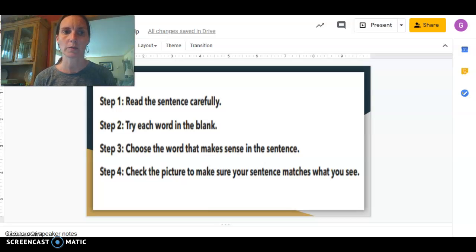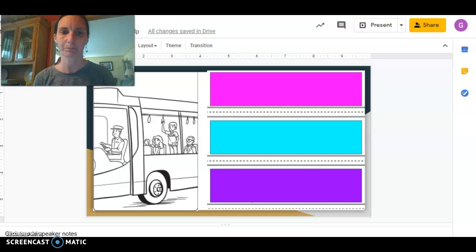So let's try those steps with this first picture. I see this picture and I'm going to look at the picture and think about what I notice. I see a boy, and I see a boy is riding the bus. I also notice that the boy is standing and he's holding a bag. So let's go through the sentences and try out those steps.